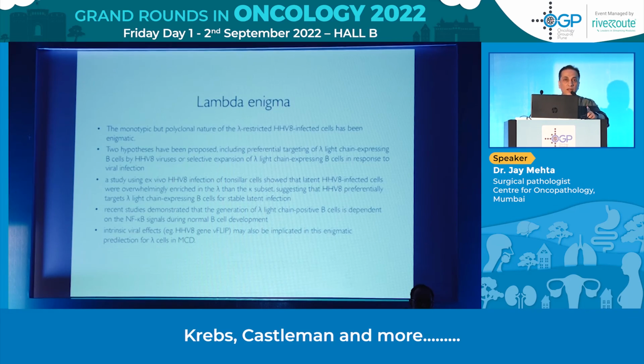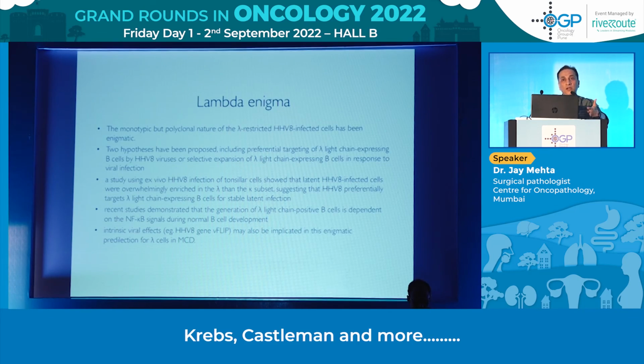This is my last slide, and this is something which has always intrigued me, as a lot of these so-called monotypic proliferations which are actually polyclonal almost always have the lambda restriction. And to date, nobody has a very definite answer for that. So there have been hypotheses proposed saying there is a preferential targeting of the lambda light chain expressing B cells by HHV8 viruses or selective expansion of lambda light chain expressing B cells in response to viral infection.